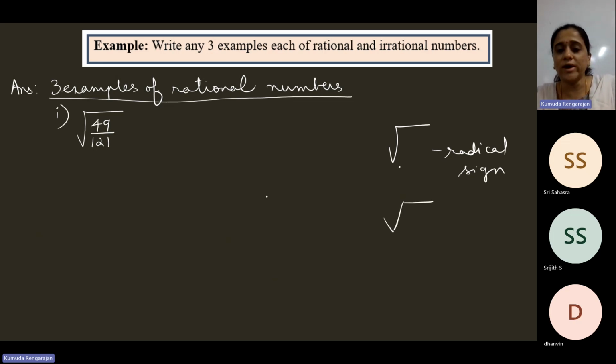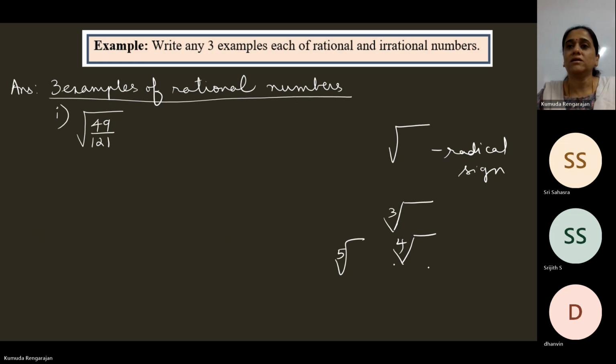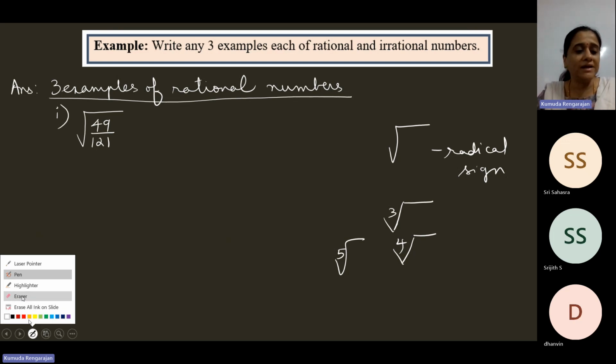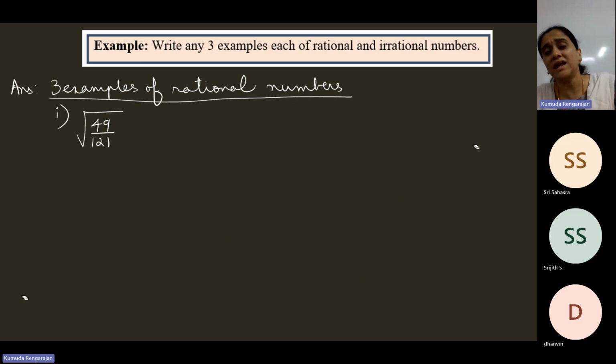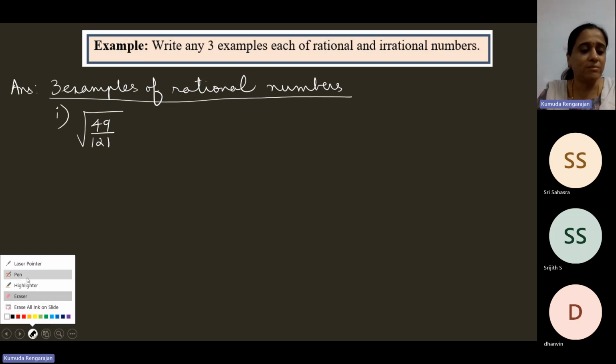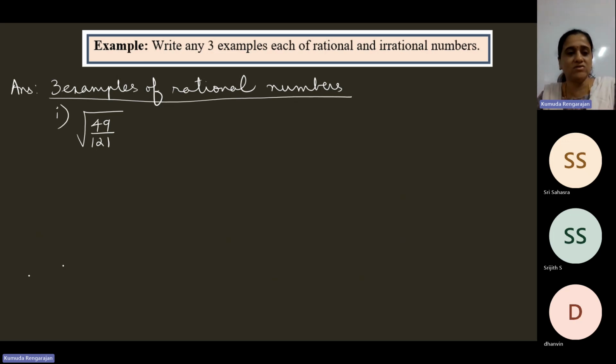So square root of, cube root of, fourth root of, fifth root of, 10th root of, all these are called radical signs. This sign is called the radical sign. Normally an irrational number carries a radical sign. There are examples of irrational numbers which have a radical sign, like we just saw here.